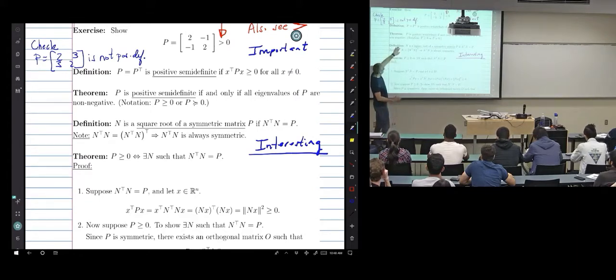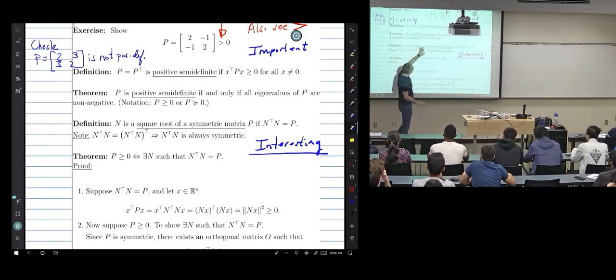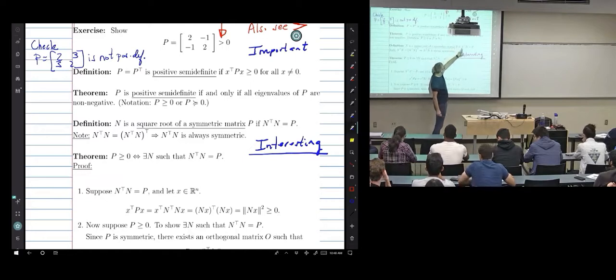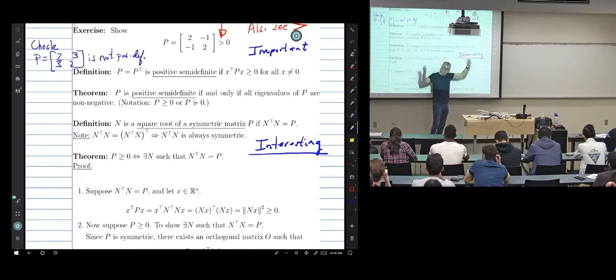So we'll say that a matrix N is a square root of a symmetric matrix P if I can take N transpose times N and get P. So it's kind of a reasonable generalization of what we mean by a root. Okay, if it was a scalar that we don't know transpose, that would be N squared equals P. Okay, so that seems pretty good.